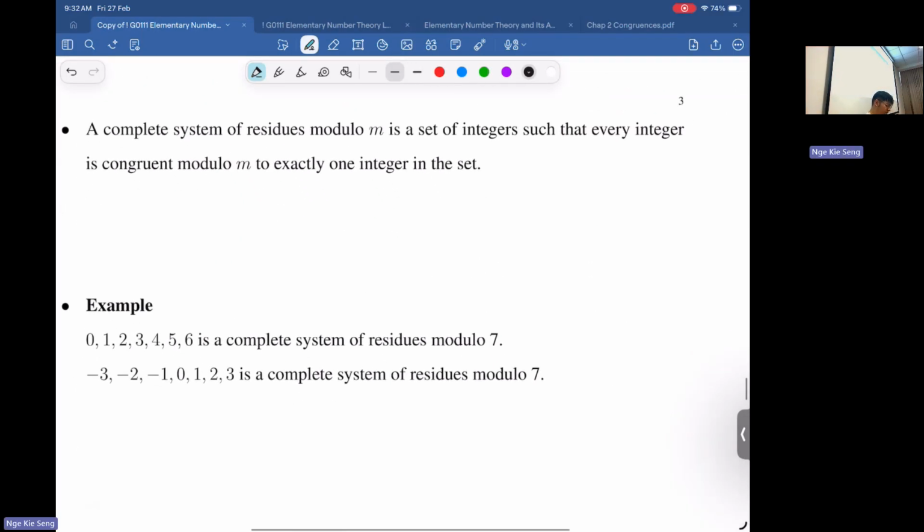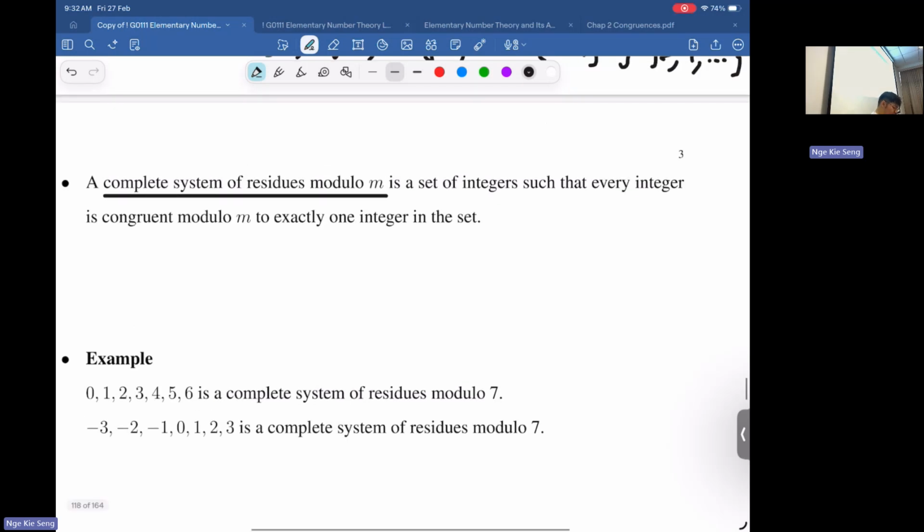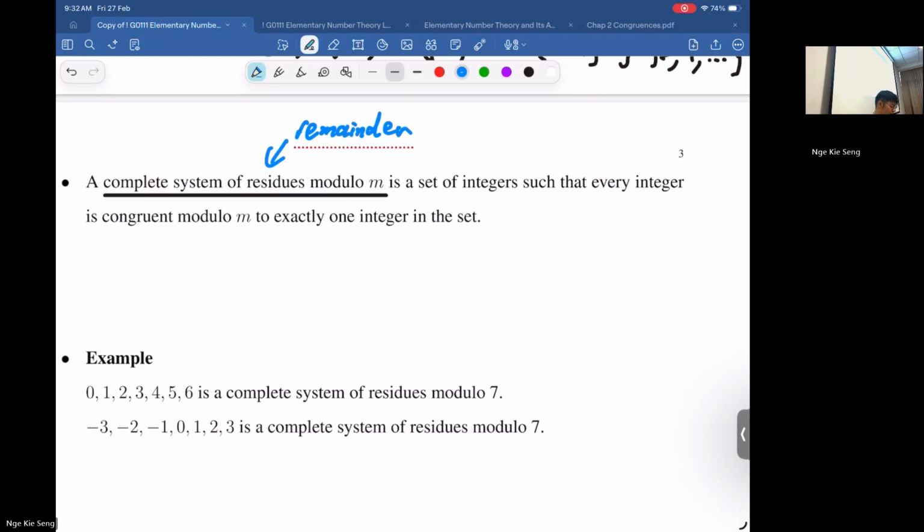Next, a complete system of residues modulo m. So this residue here is actually the remainder that we keep talking about. Sometimes we use residues. Residue is like leftover if you do a science experiment, right? So if you mix some chemistry together, there's some residue that's left over.